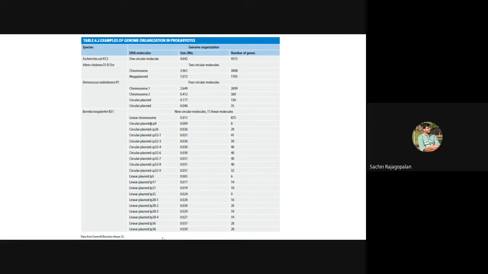And in Vibrio cholerae El Tor, you can see there is a chromosome and there is a megaplasmid, and the sizes are different and the number of genes is also written there. The same goes for Deinococcus and Borrelia as well. So they have told you the genome size as well as the number of genes present on each of these molecules.